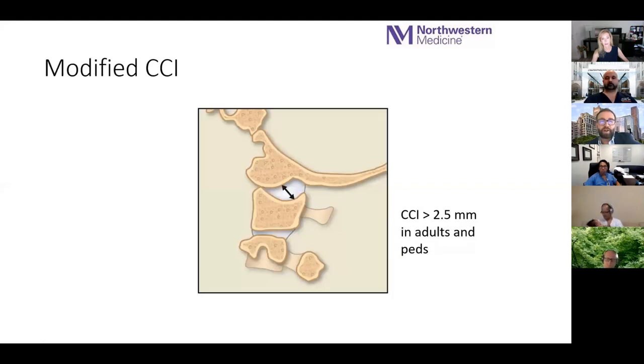More importantly, the modified condyle-C1 interval, more than 2.5 millimeters, you just look at the parasagittal view and you get the diagnosis. The condyle should be sitting on C1. If it's not sitting on it, it's dislocated, it's unstable. So that's the traumatic one that I wanted to speak about.